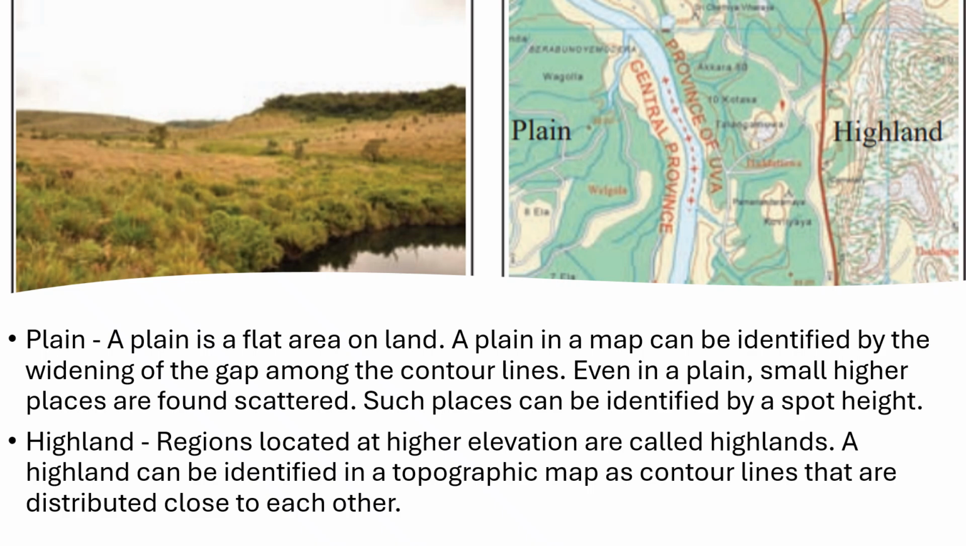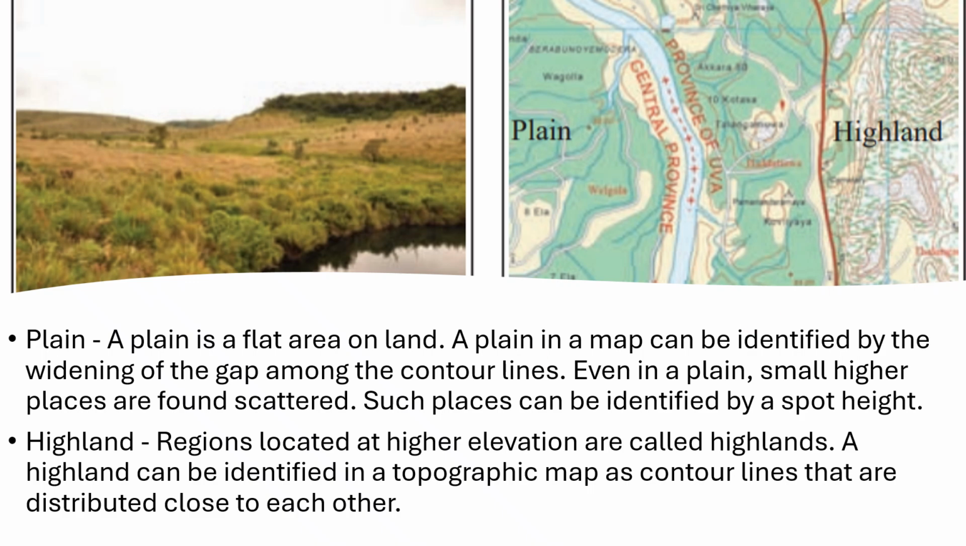As you can see here at the top side of the screen, this is what a plain actually looks like. A plain is a flat area on land. As you can see here, this is really flat. A plain in a map can be identified by the widening of gaps among contour lines. It's not on this picture, but this is a map, and you can see the contour lines here.